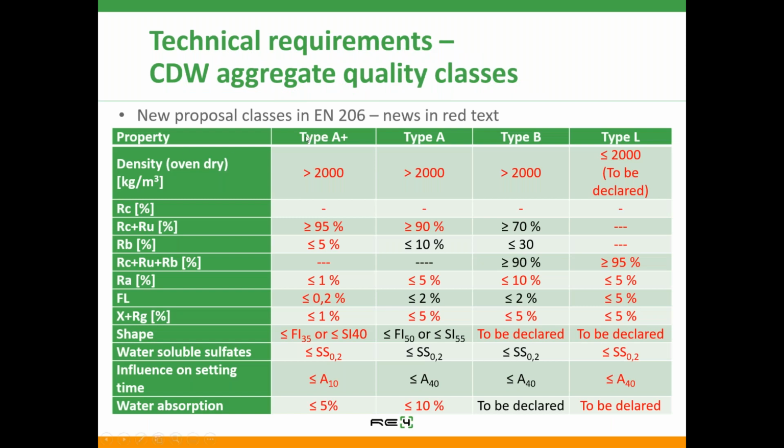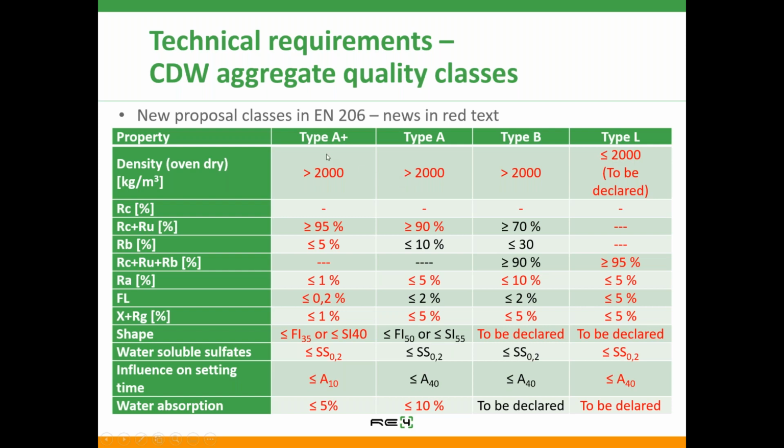So this is the new suggestion. You see type A and type B, these are the existing ones. In red text, that's all we have changed in our suggestion. So for type A and B, we have modified some parameters. And we have also introduced two new classes, type A plus and type L. Type L is for lightweight concrete. That's why you see the density requirement is below 2000 kilograms per cubic meter.